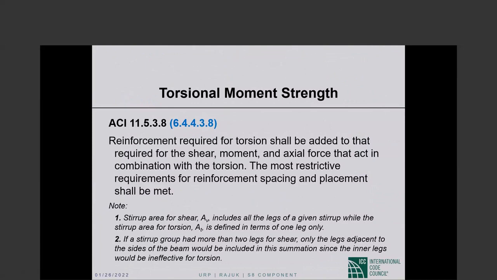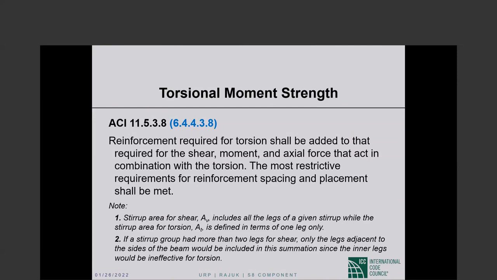Reinforcement required for torsion shall be added to that required for shear, moment, and axial force that act in combination with the torsion. The most restrictive requirements for reinforcement spacing and placement shall be met. This is not a trivial statement. This is very important. For shear reinforcement, we have restrictions on spacing, size. For flexural reinforcement, and it will go by the most restrictive requirements for reinforcement spacing and placement shall be met.